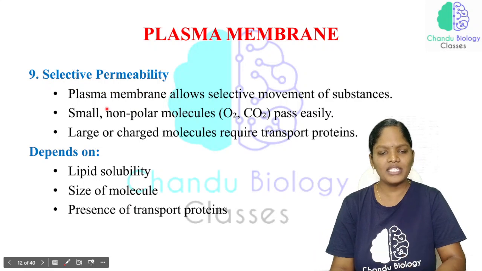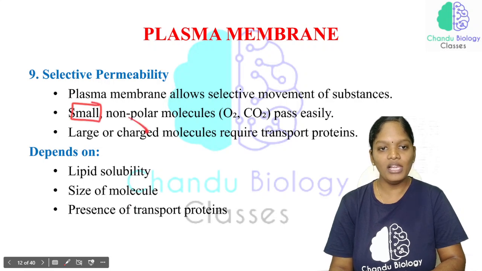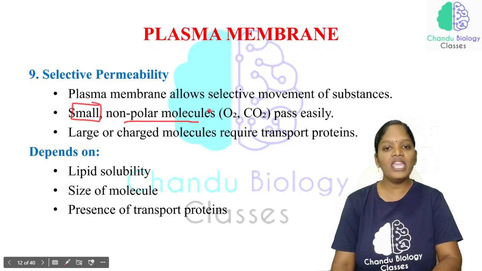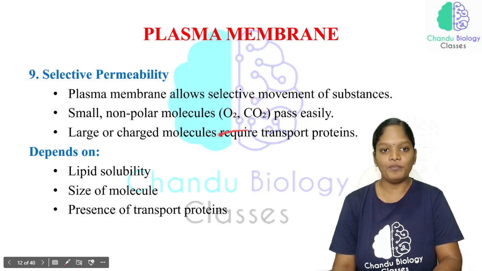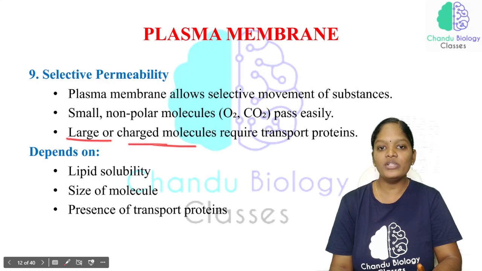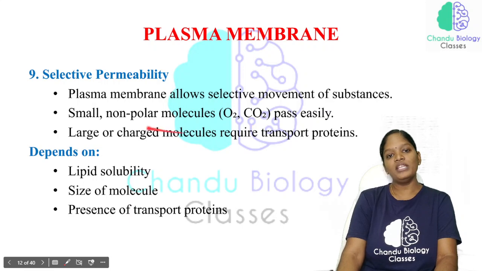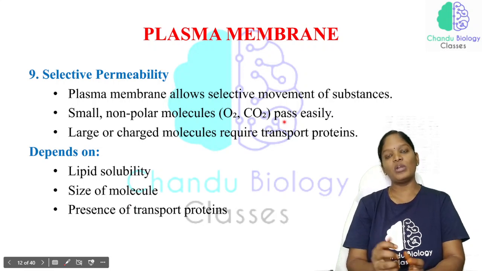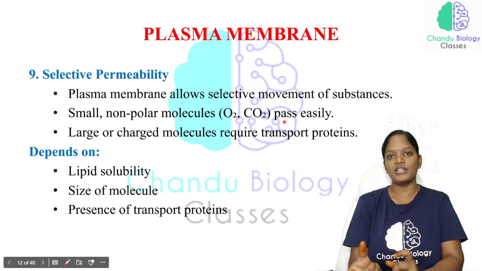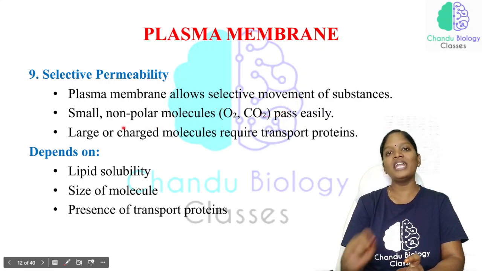Now, for example, those molecules which are very small and non-polar can pass easily. That is oxygen and carbon dioxide, they can pass easily. The large or charged molecules require the transport proteins. Only with the help of these transport proteins, like channel or carrier, can these large or charged molecules pass through. But oxygen and carbon dioxide, the small non-polar molecules, can diffuse easily.